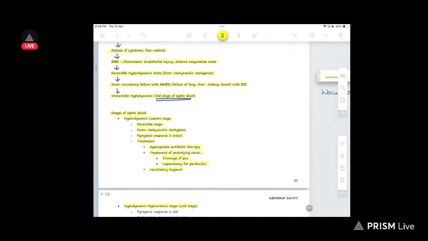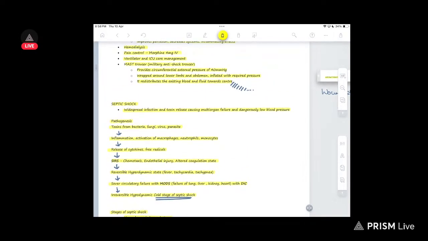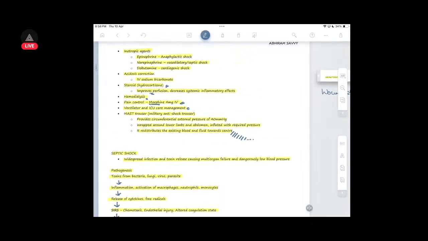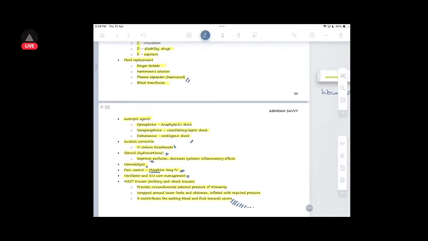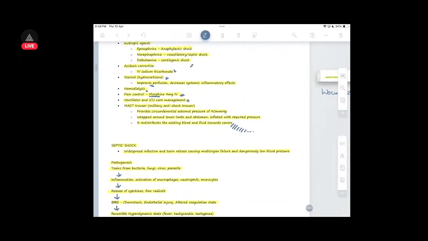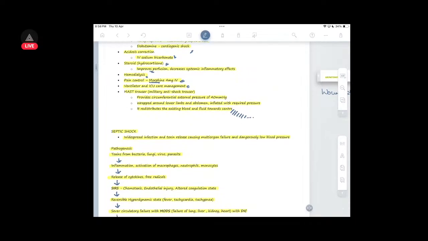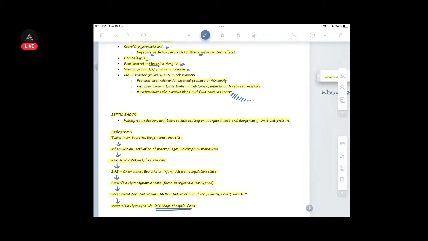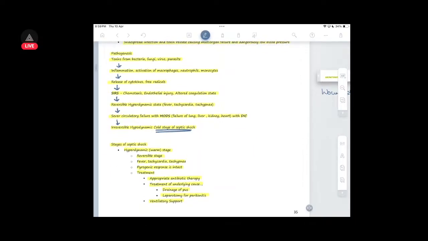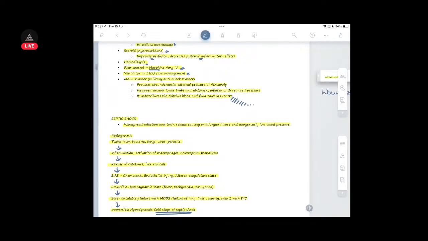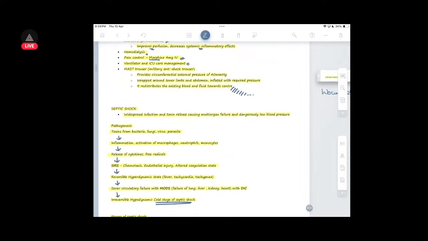Hypodynamic hypovolemic treatment: ventilator and ICU management, morphine provided. Hemodialysis, and steroid hydrocortisone improves perfusion and decreases systemic inflammatory response. Sodium bicarbonate, inotropics, blood transfusion, fluid replacement, ABCDE. Epinephrine, norepinephrine, and dobutamine for cardiogenic shock. IV sodium bicarbonate for acidosis, steroid which improves perfusion and decreases SIRS. Morphine also for pain, and ICU and MAST.